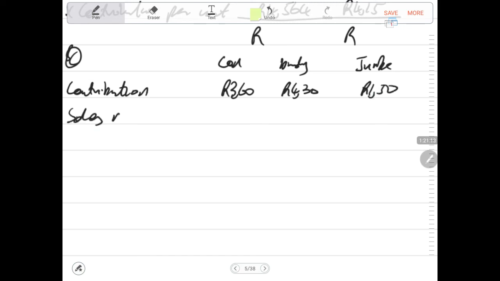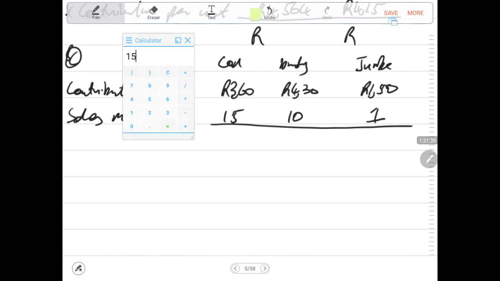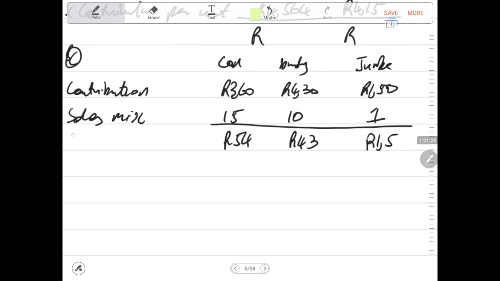Then we have our sales mix. Please show the calculation for the sales mix separately, 10 and 1. Show the calculations separately, then you do the reference. Very important. 15 times 3.60, we get 54 rand. 10 times 4 rand 30 cents, we get 43 rand. Then 1 rand 50 times 1 will give us 1 rand 50. And this is the contribution after sales mix.